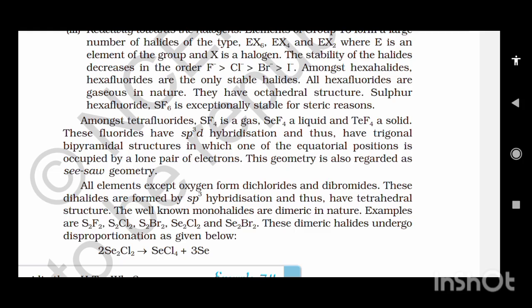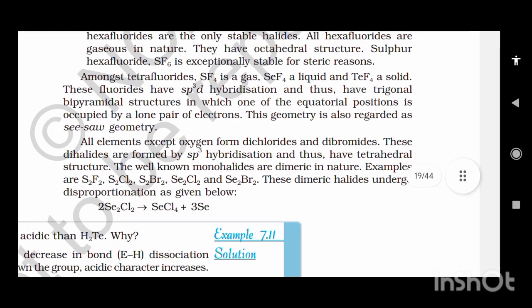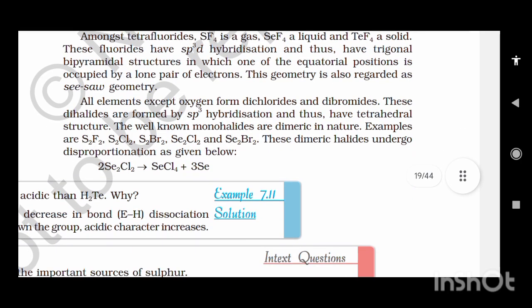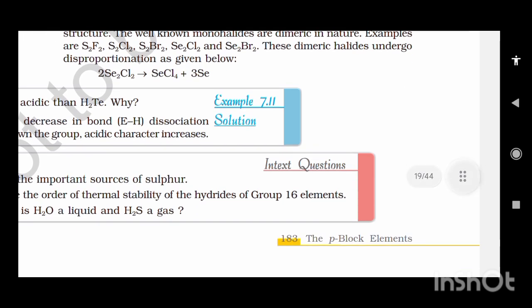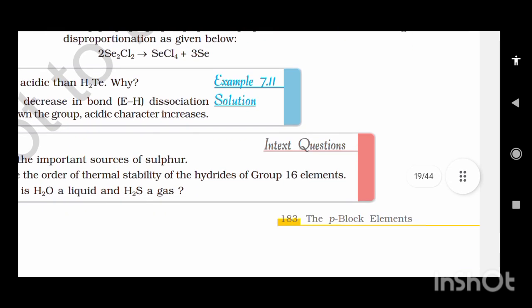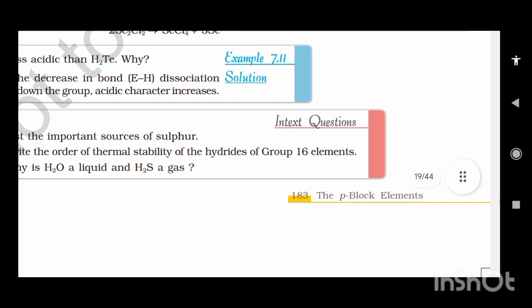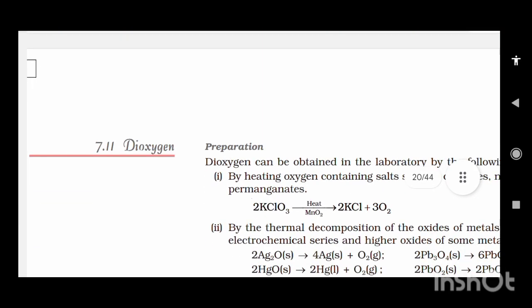All the elements except oxygen form the dichlorides and dibromides. These dihalides are formed by sp3 hybridization and thus have tetrahedral structure. The well-known monohalides are dimeric in nature. These dimeric halides undergo disproportionation and give SeCl2, and react to give SeCl4 plus selenium.